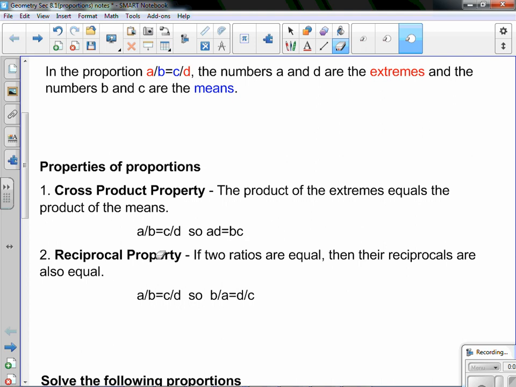And then the reciprocal property tells us if the ratios are equal, then their reciprocals are also going to be equal. So if A over B equals C over D, then if we flip both of those fractions over, B over A would be equal to D over C.